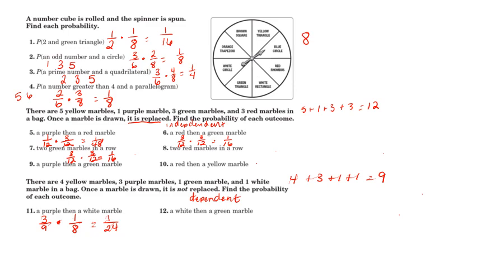All right, then a white, then a green marble. So what's the probability of getting a white? A white is 1 out of the 9 times a green marble. Now we only have 8 and we have 1 green. So we multiply those, we get 1 out of 72.